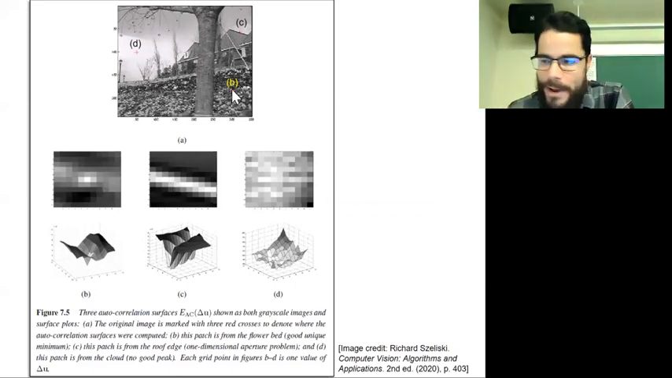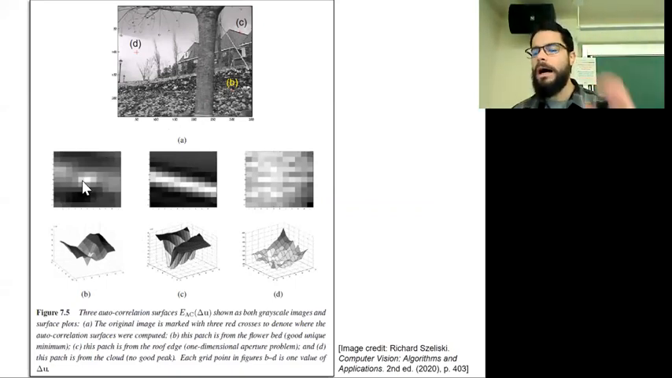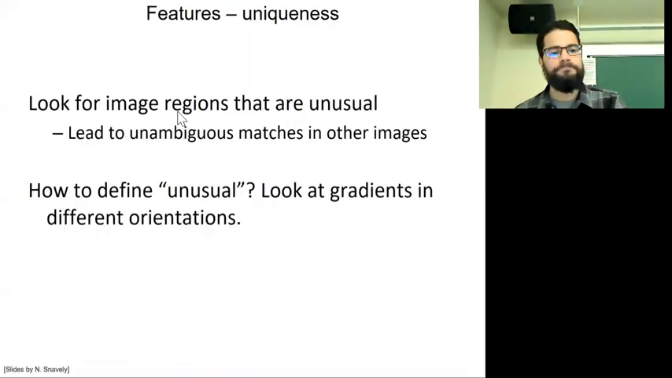And then if you look at this flower bed here, you see that there's only one point that possesses gradients in both X and Y. So in these kinds of points, you would have a more unique location, a more unique representation of local characteristics of an image. But we'll discuss that a little bit more, okay? We are going to look for image regions that are unusual. Edges are interesting, but they are not that unusual, and they do not lead to unambiguous matches in other images. That's the idea. Again, edges are nice, but they are not so unique, so it's hard to have an unambiguous match in other images.